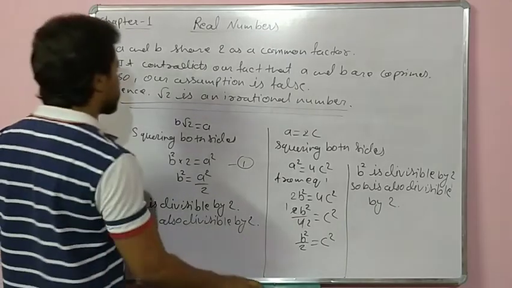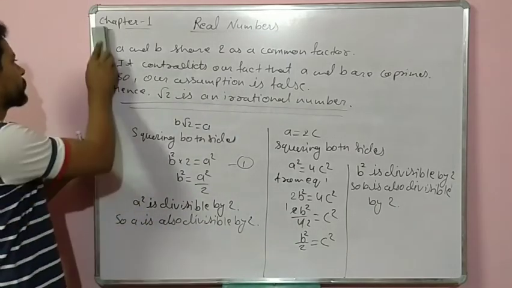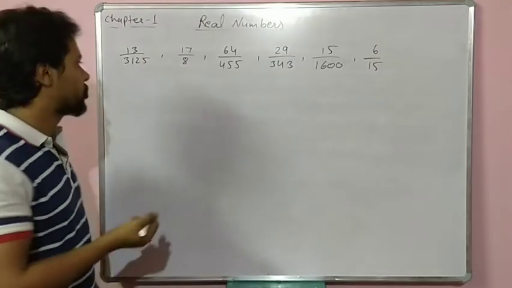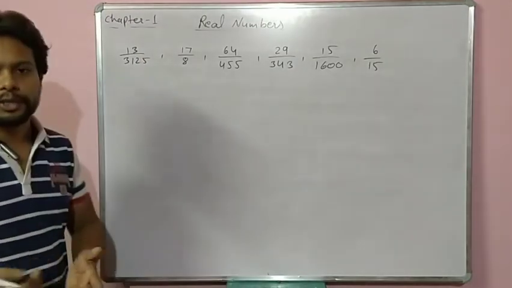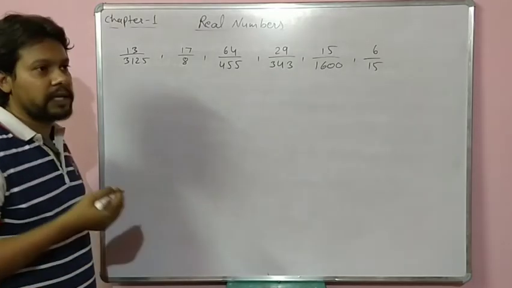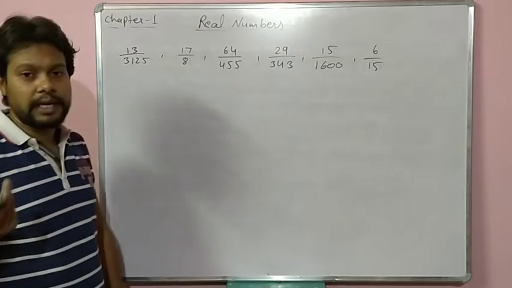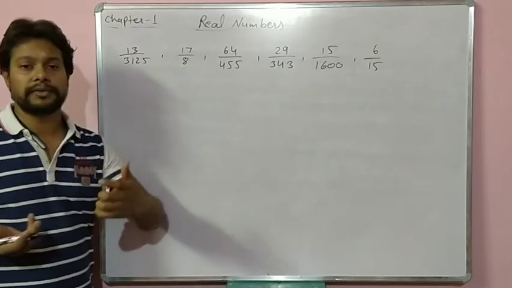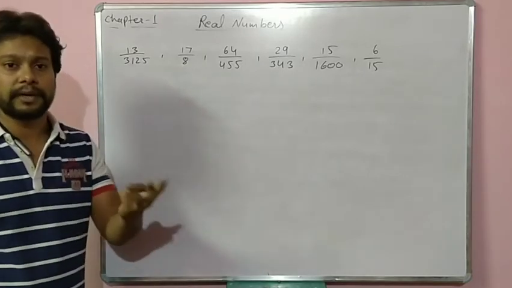So practice it and let me know your doubts. Now let's talk about the decimal expansions of rational number. In rational number, you have studied two kinds of decimal expansions in previous classes. Actually, you have studied three kinds of decimal expansion in previous classes.